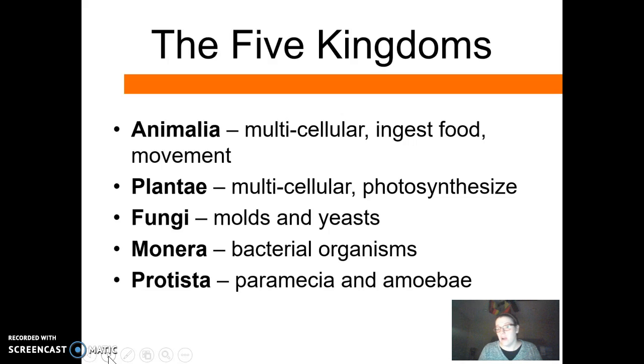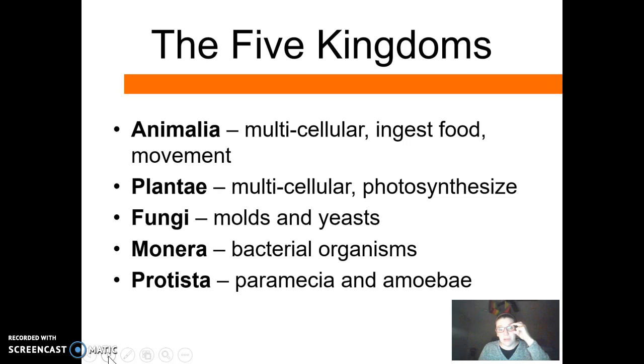So Animalia are all of the organisms that are multicellular. They eat food in order to create energy for their bodies, and they're able to move around their environment. They're not stuck in place. There's actually only 2 kingdoms out of the 5 that are able to move themselves around their environment. So it's a very important feature.